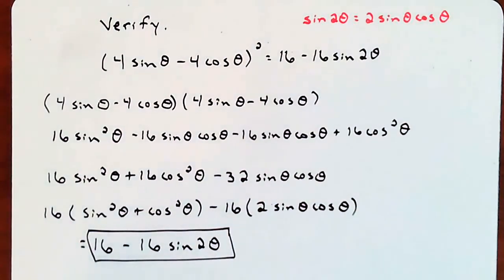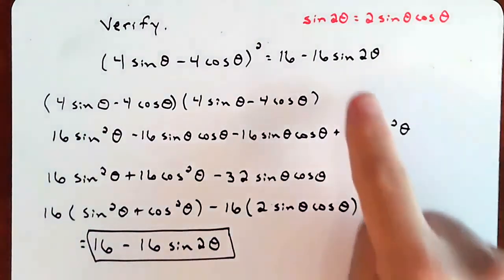All right, so that was verifying a trig identity, and that one happened to involve a double angle identity.